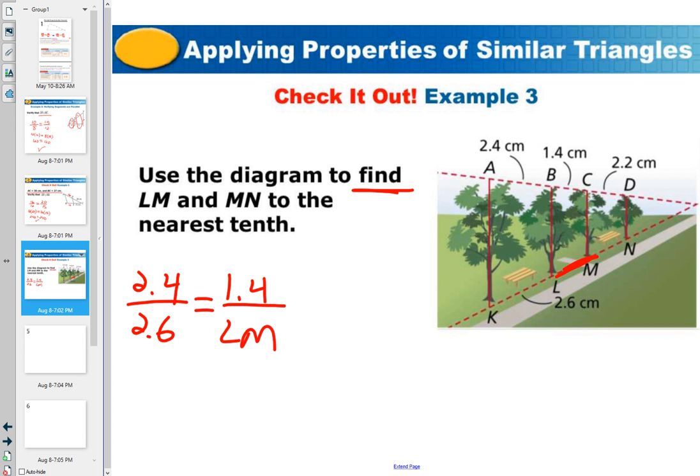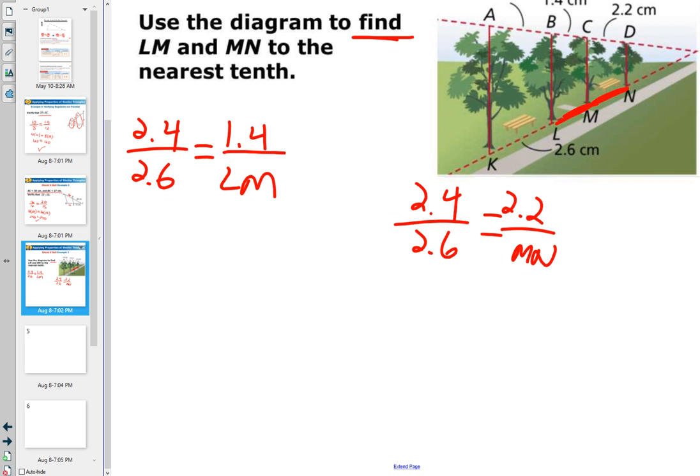The MN is also part of the bottom. So when I find that, I'll put that even with the 2.6. And then that one goes with 2.2. I'll stop there. No, it's not the answer. I'm not done. I'd have to cross multiply, but I'll do it quick and then you can just watch it at home. 2.4 times LM.